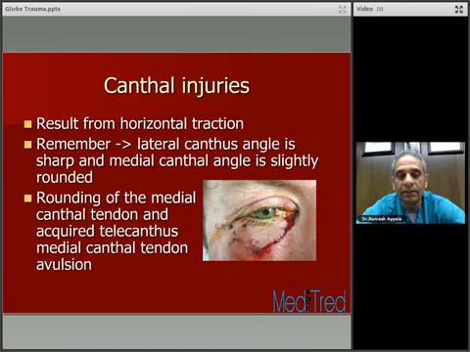Canthal injuries, remember, result from horizontal traction, meaning that the lid is dragged this way or this way, which is where you have canthal injuries. The lateral canthal angle is sharp and the medial canthal angle is slightly rounded. That's a normal appearance. A disturbance in this appearance is when you suspect canthal injuries. Rounding of the medial canthal angle and acquired telecanthus indicate medial canthal tendon avulsion.